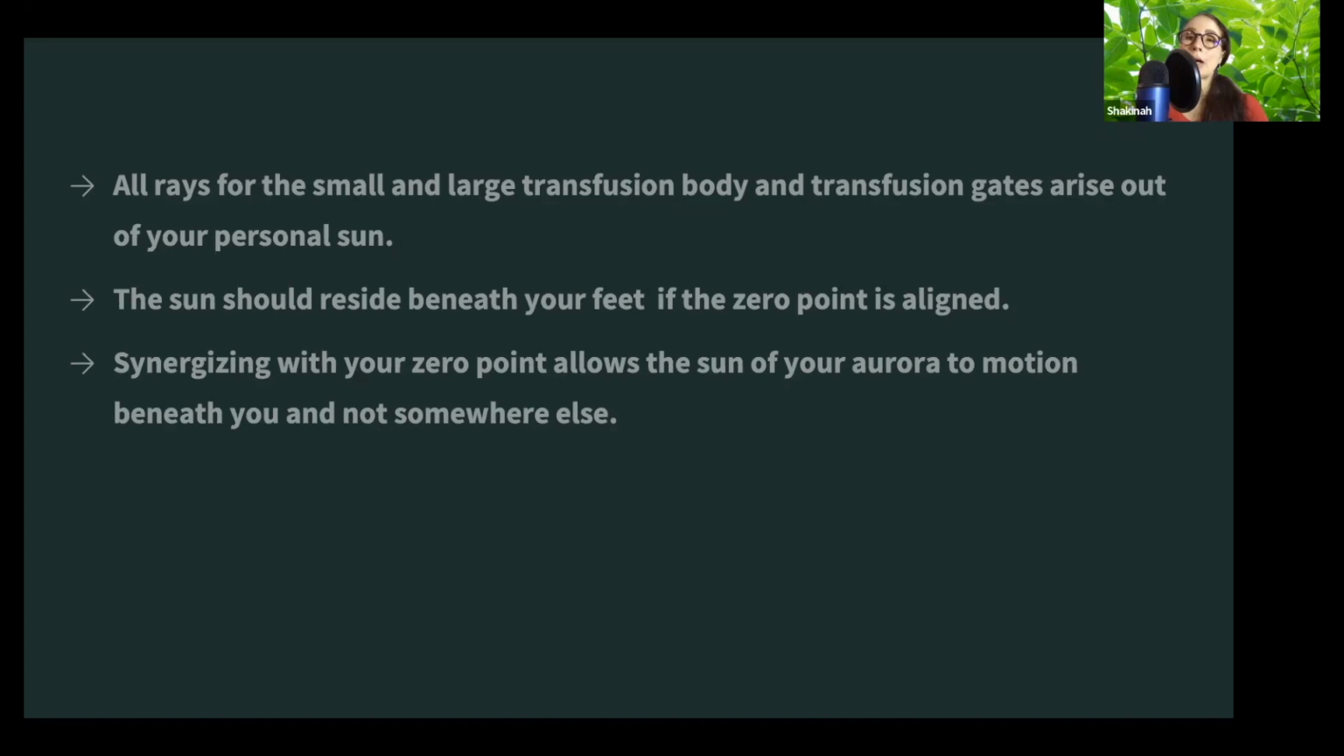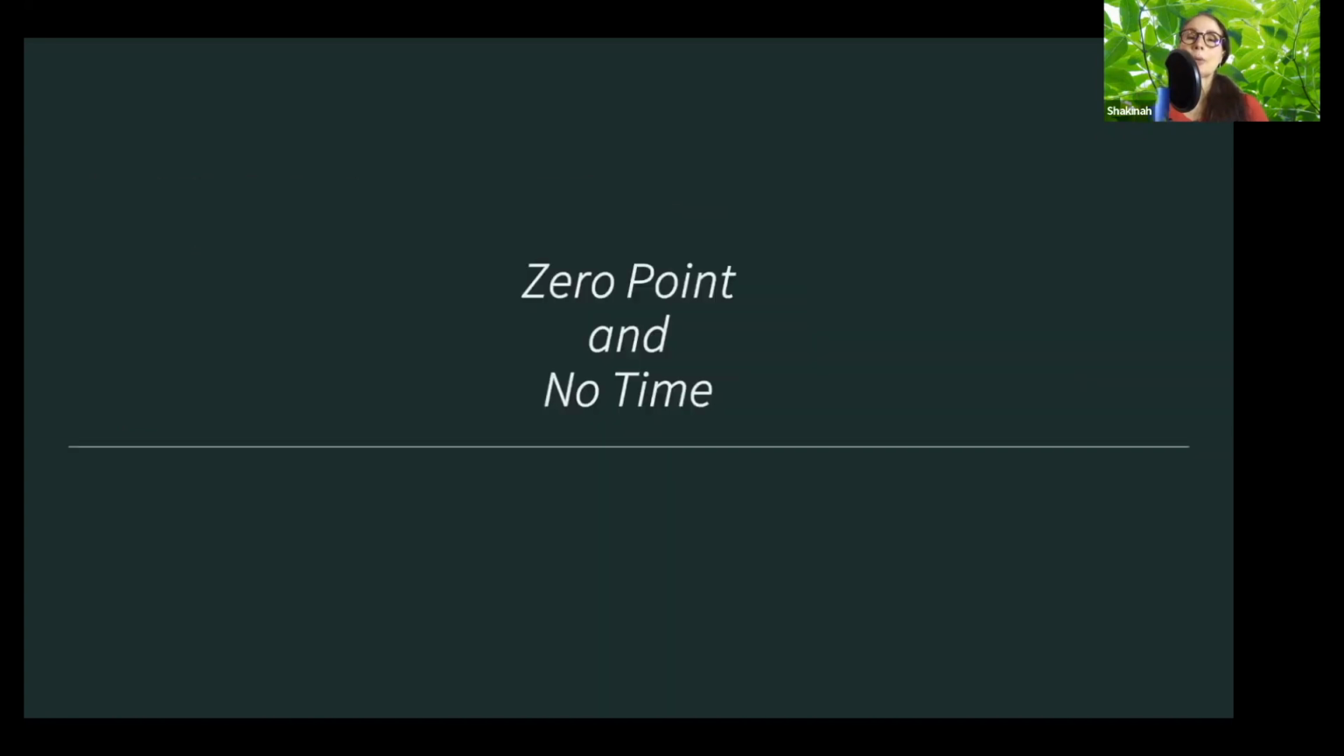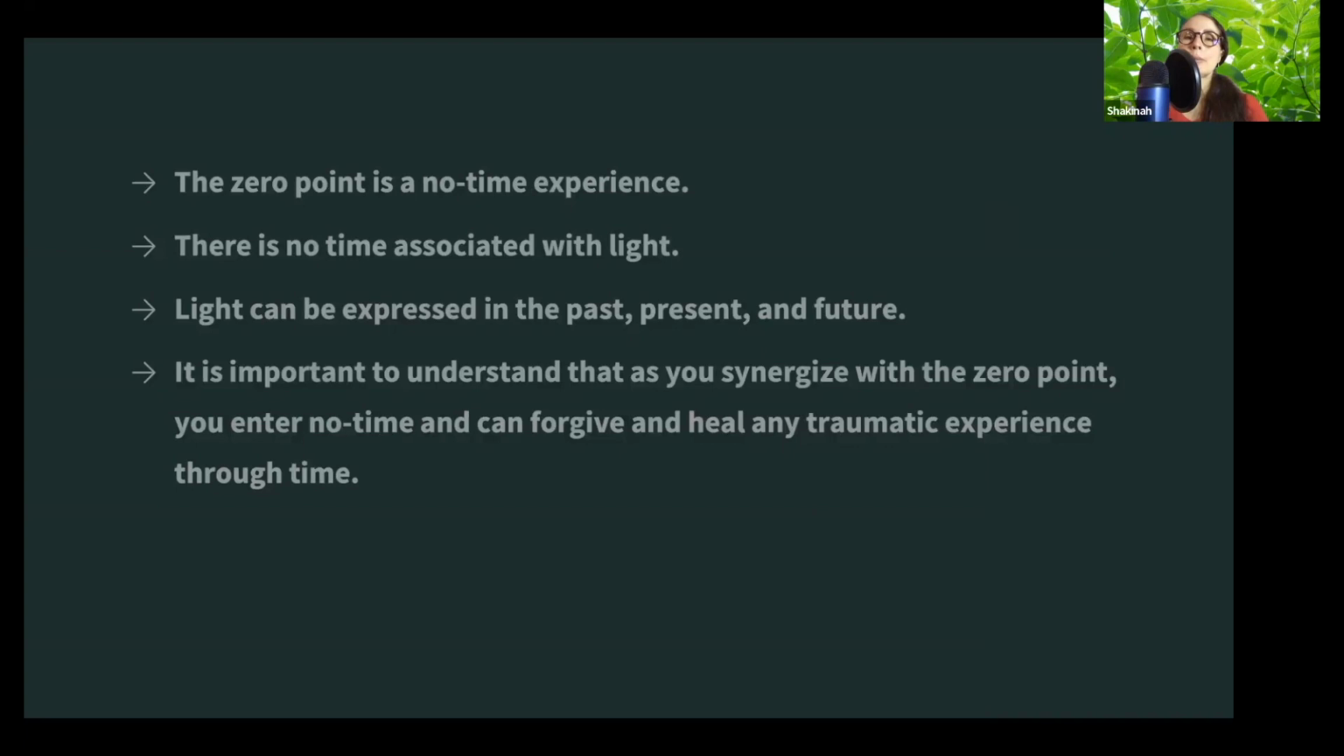Sometimes we tend to give our power away and also our 0 point away to other entities, other people, interactions with others, sometimes even our pets. 0 point and no time. The 0 point is a no time experience. There is no time associated with light. Light can be expressed in the past, present, and future. It is important to understand that as you synergize with the 0 point, you enter no time and can forgive and heal any traumatic experience through time.